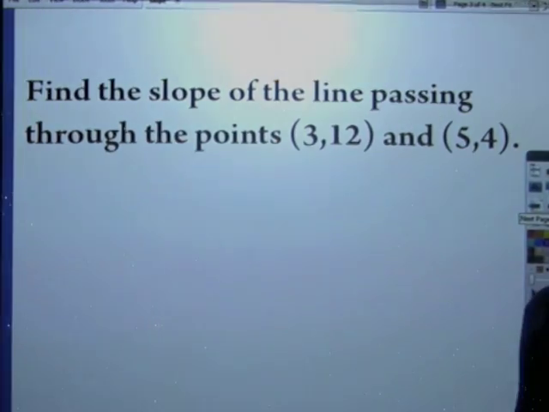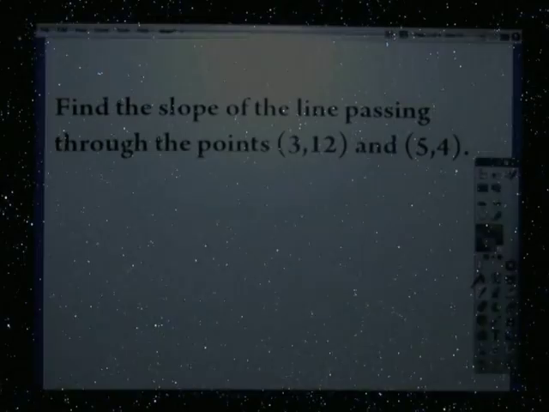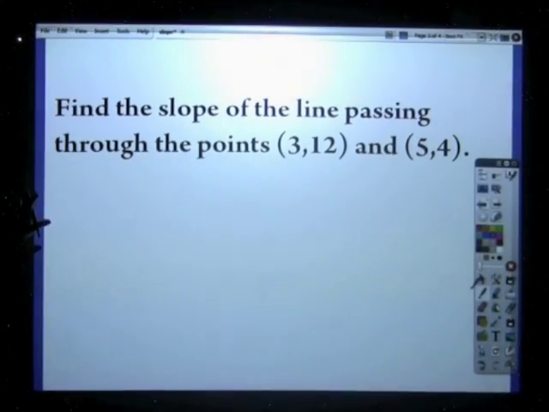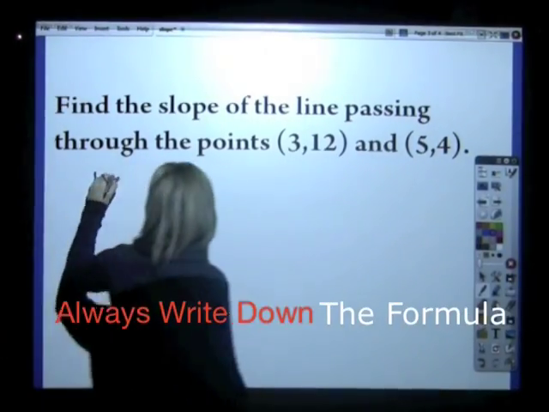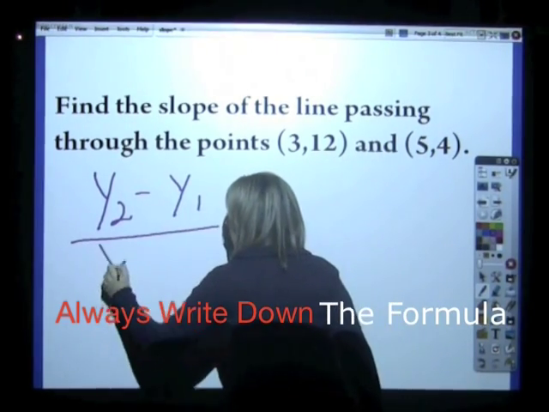Now try the problem you have in front of you. Okay, now let's see how you did. I'm going to put the formula up here because as an English teacher, I would want to make sure I know exactly what I'm doing.